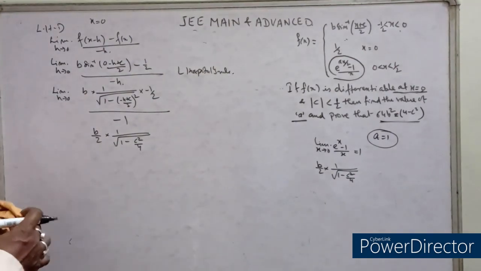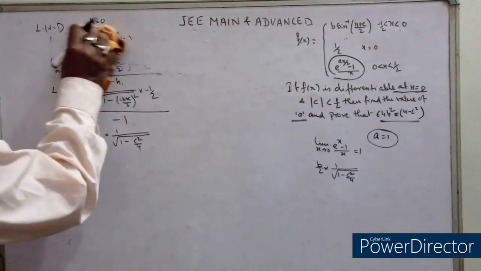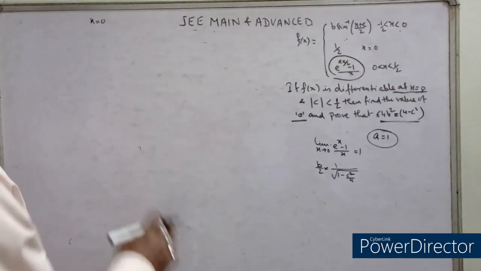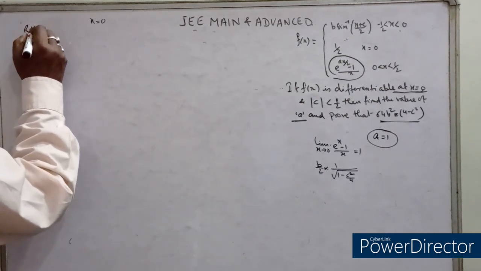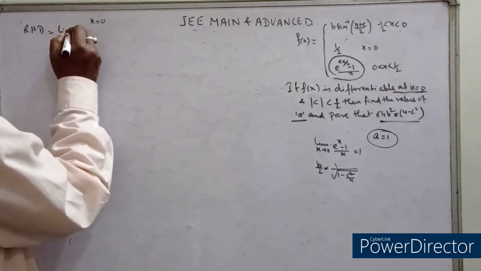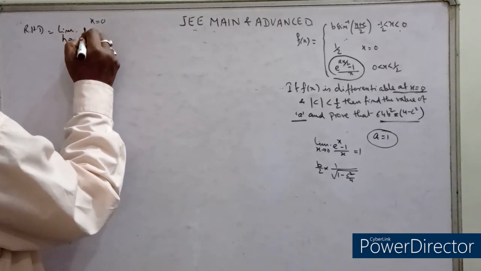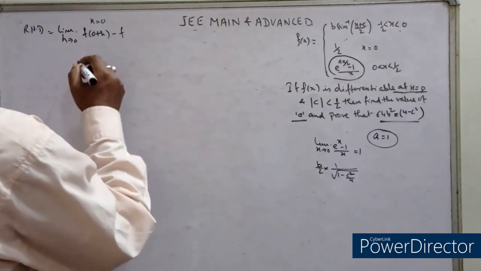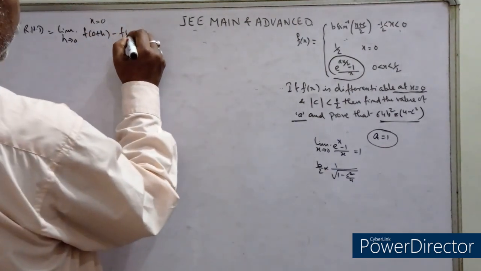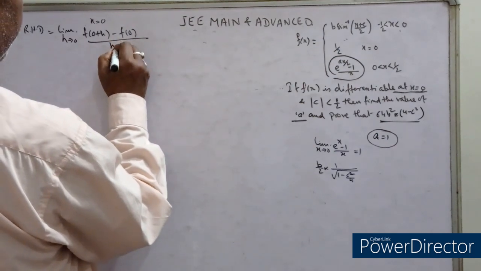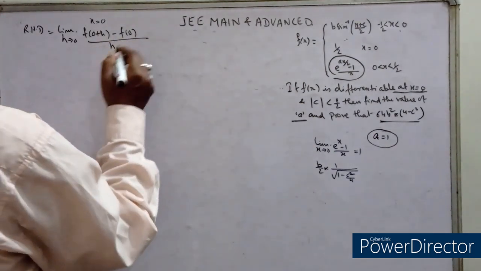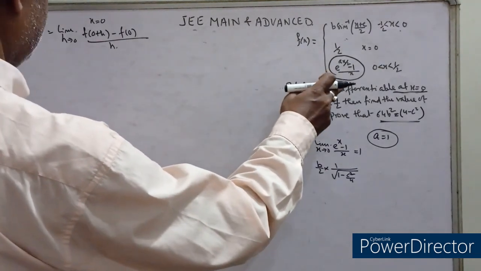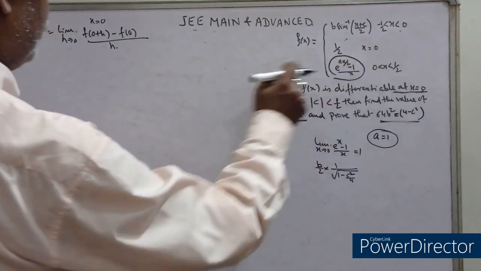Now let me move to the right hand derivative. When I move to the right hand derivative at x is equal to 0, your right hand derivative will be limit h tends to 0, f of 0 plus h minus f of 0, by h. That means I'm testing at 0 plus h, so this is right hand, greater than 0, so this will be your function.